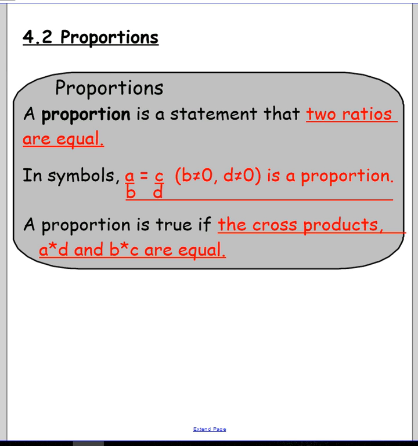So if that statement is true, if in fact A over B is equal to, or is the same value as, C over D, then their cross products, A times D and B times C, are equal.